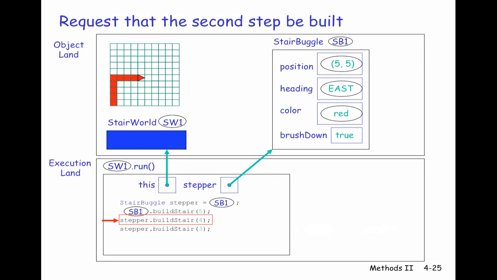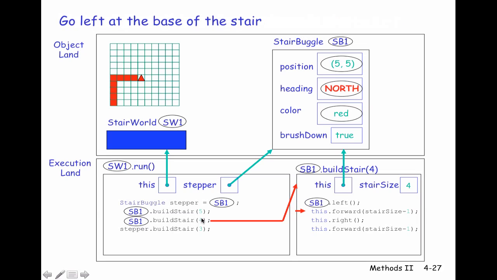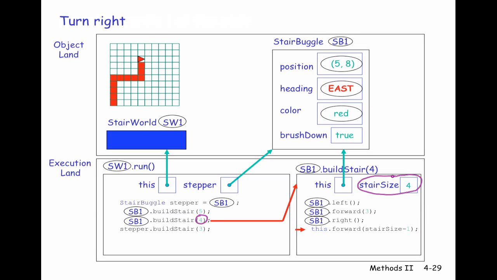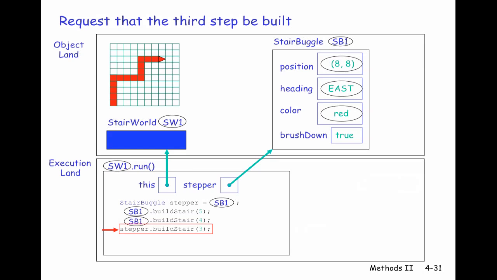and when we invoke an instance method in the Java execution model, we create a frame. This is just like the frame we created before. The only difference is that now, because the argument is a 4, that means that we now have a stair size variable in our execution frame that is 4 rather than 5. And now we go forward with the execution of each of our elements in the frame. And the only difference now is that stair size is 4, so stair size - 1 is 3. So now our buggle has gone forward 3 steps up and 3 steps to the right. And when we're done with that, the execution frame goes away.